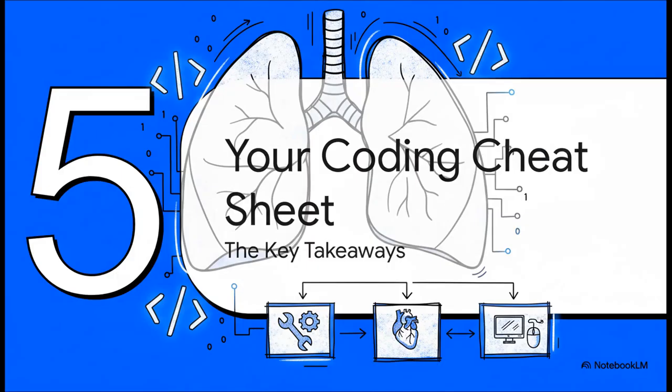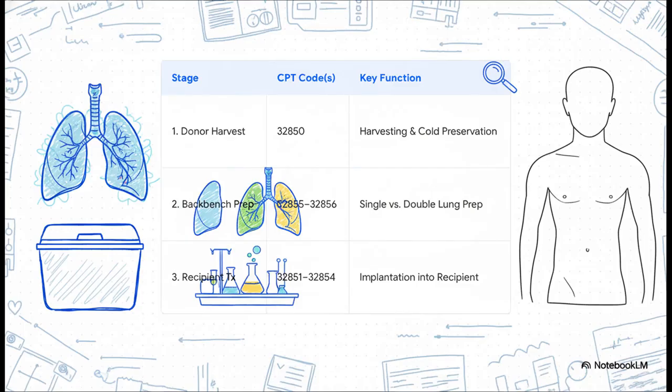All right, let's pull this all together with a simple cheat sheet. This is going to summarize that whole three-stage process we just walked through. This is really your key takeaway. Okay, so here it is in a nutshell. Stage 1, the donor harvest, is code 32850. Stage 2, the backbench prep, is going to be 32855 for a single lung or 32856 for a double. And stage 3, the recipient transplant, will fall somewhere in that 32851 to 32854 range. Three distinct stages, three distinct sets of codes, each one reflecting a unique piece of the physician's work.